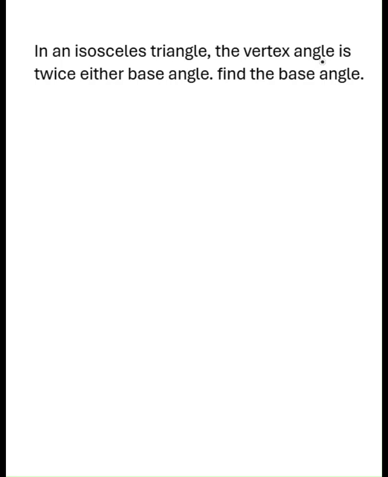Isosceles triangle, the vertex angle is twice as either of the base. Find the base angle. Now, an isosceles triangle is a triangle where the two sides are equal. So, their respective angles are also equal. And only this one angle will be different. So, this is the vertex angle. The top angle is the vertex angle.